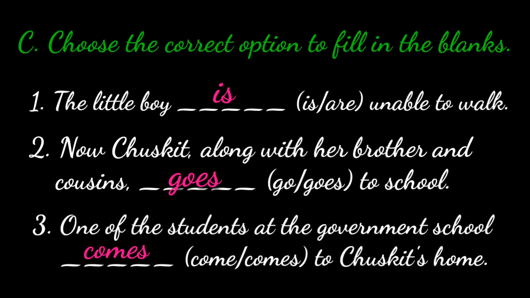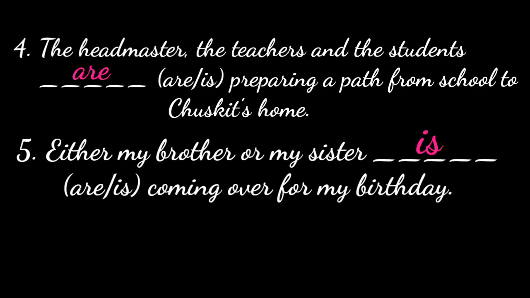Third one, one of the students at the government school comes to Chuskit's home. Fourth one, the headmaster, the teachers and the students are preparing a path from school to Chuskit's home.